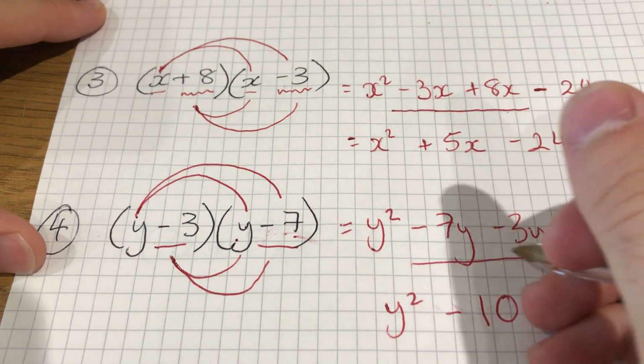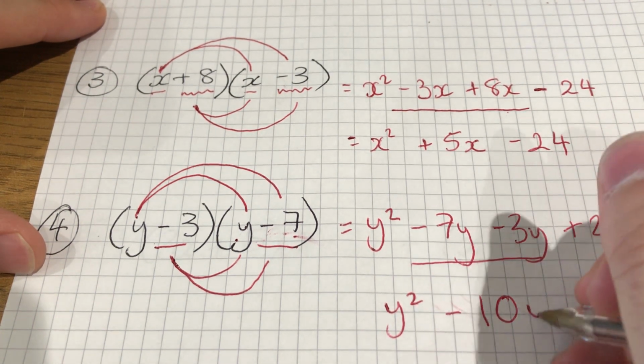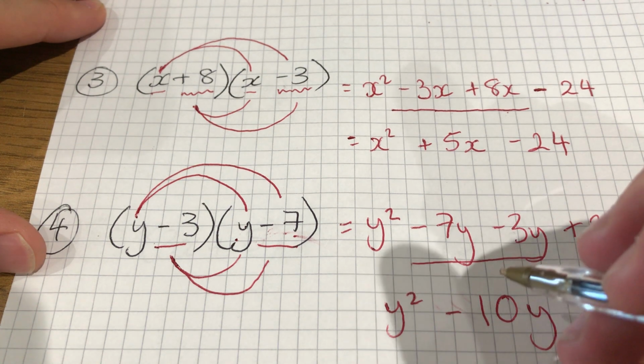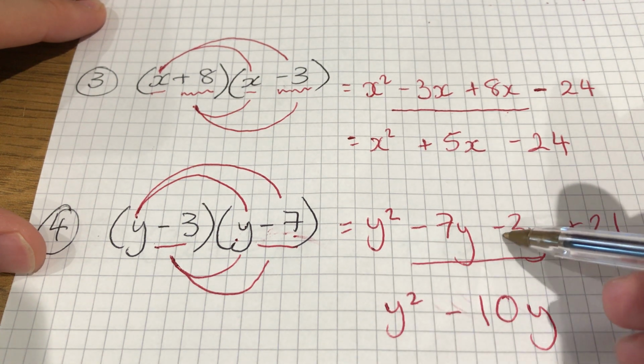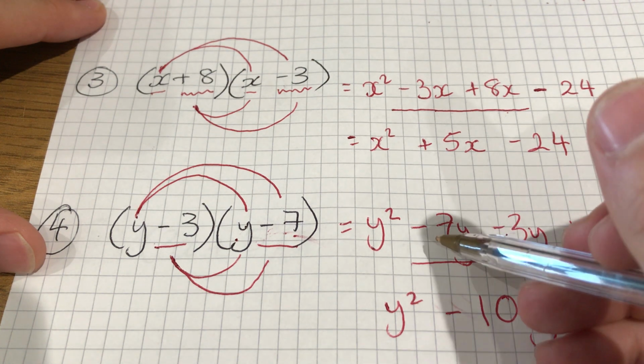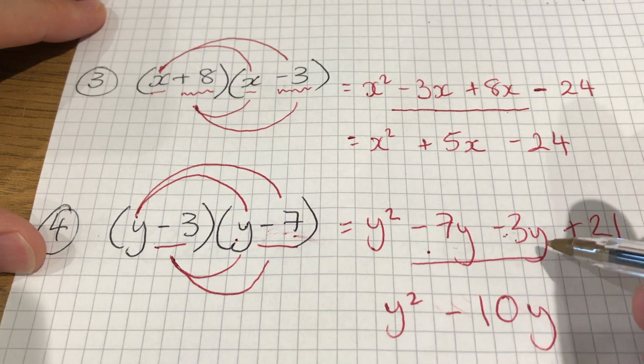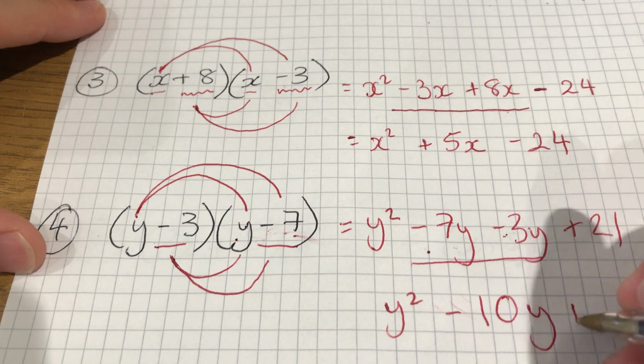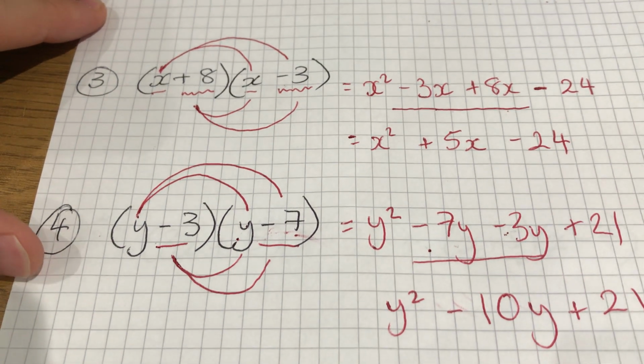Minus 7, take another 3y is minus 10y. A lot of people think, oh, it's minus 7 and another minus, that makes plus. That's only when you're multiplying or dividing. You don't do that when you put a take away and a take away together. And that's plus 21. Okay.